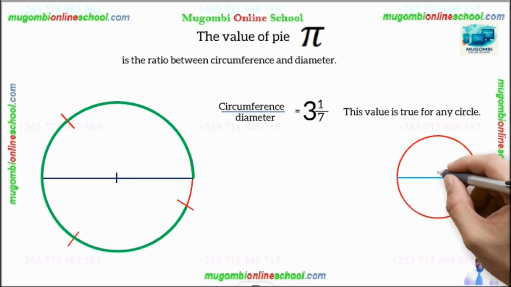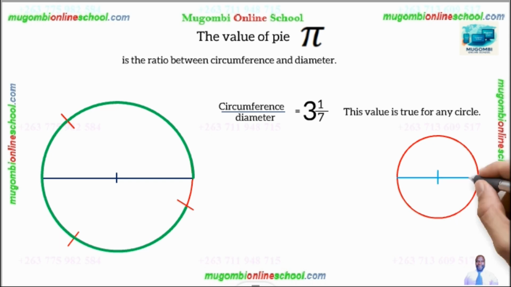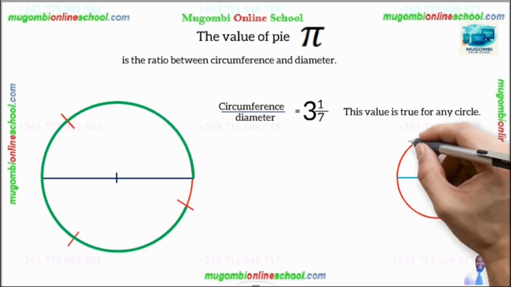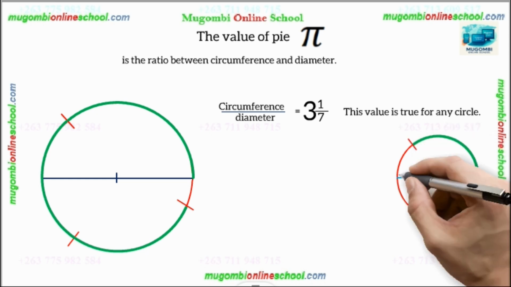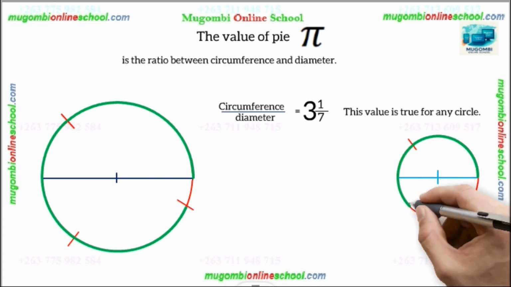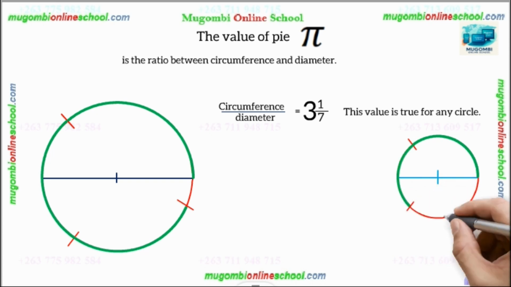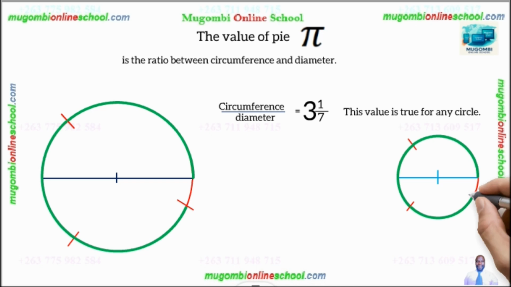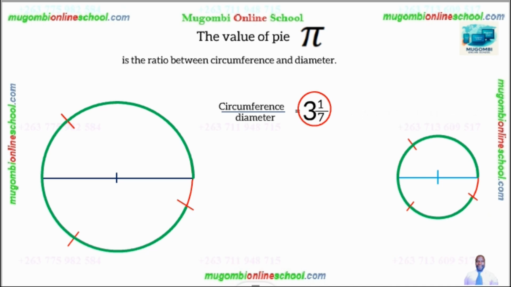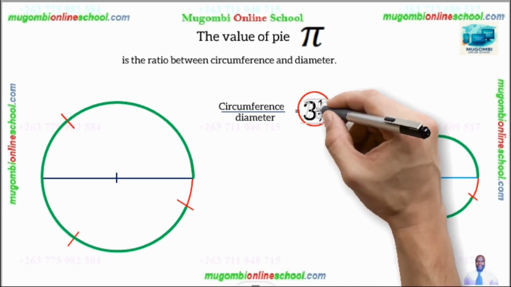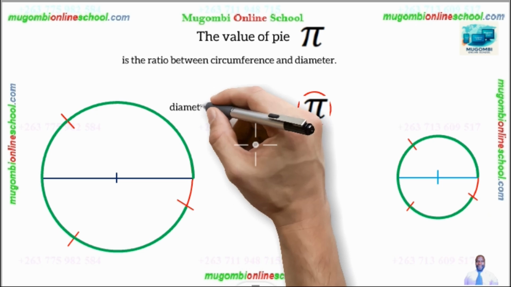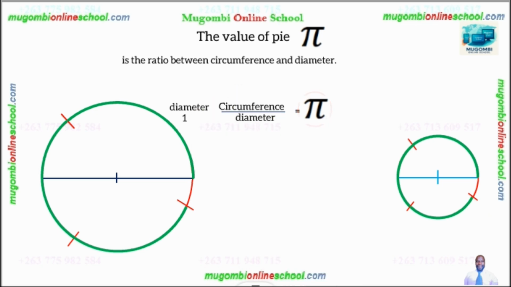This value is true for any circle, whether small or large. Take a look at this smaller circle. The length of its diameter will also produce the same result by going into the circumference of the circle 1, 2, as well as 3. Remember this whole fraction. So the value is constant, which is 3 and 1 over 7, which is the same as 22 over 7, which is represented by this constant, which is pi.